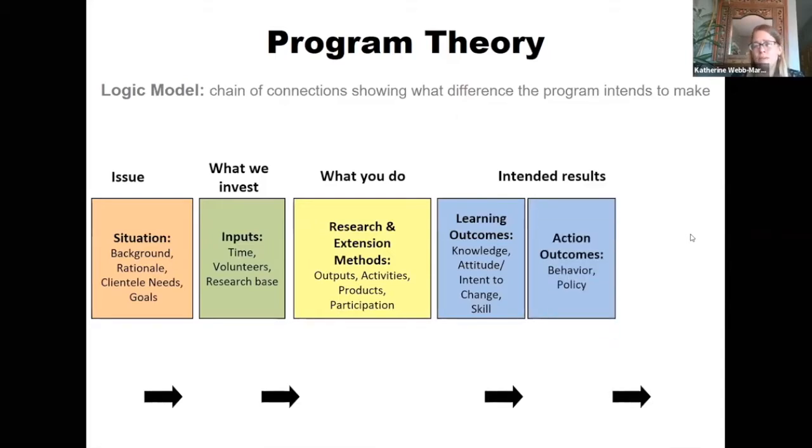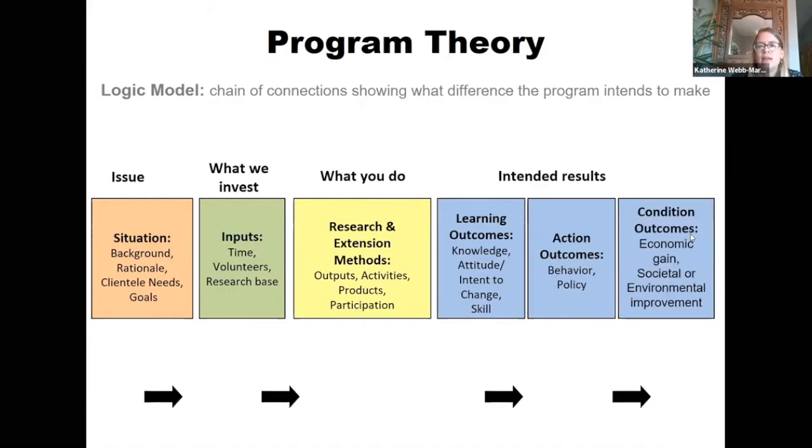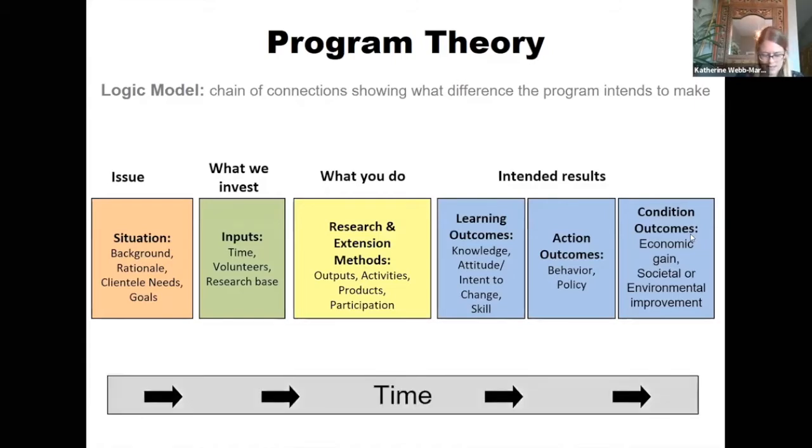Later on, people may develop actual action outcomes where they're changing their behavior or they're changing their decision-making or policy. And then finally, we get to the longer term condition changes, the benefit at the economic, societal, or environmental level. And again, all of this takes time. So the logic model, we like to use it because it can help you articulate how your specific methods link to measurable outcomes and how those outcomes then connect back to the actual priority needs you've identified through your needs assessment.